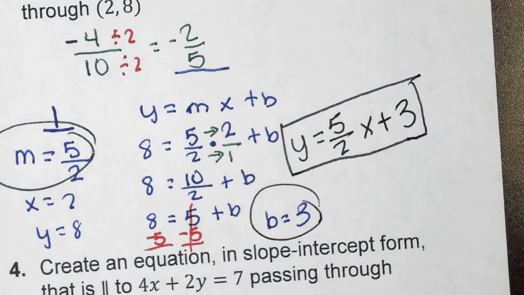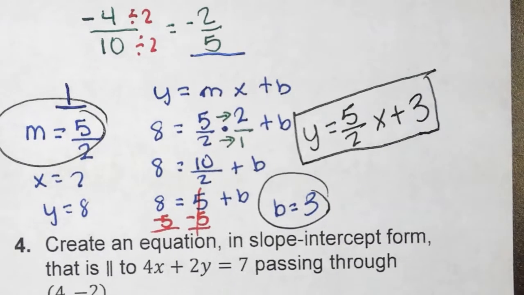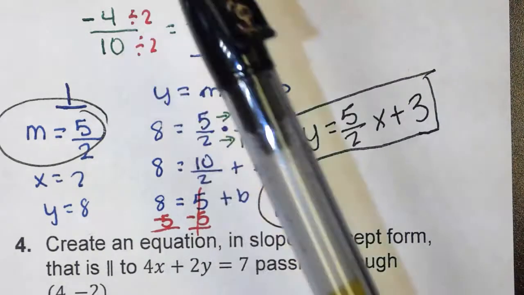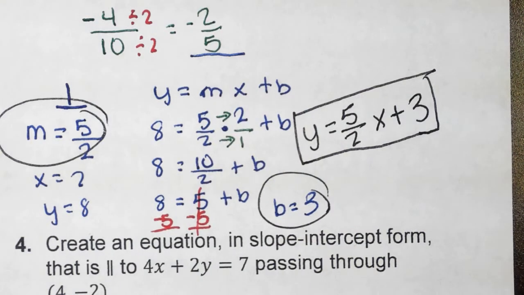Y equals 5 over 2x plus 3, once you get the two pieces that you need. This is all I'm asking y'all to do. Some of y'all are going to struggle though for some reason. Number 3. Any questions about number 2? I don't want to go on. The only additional thing that I added was the fraction part, but y'all should be okay with that.